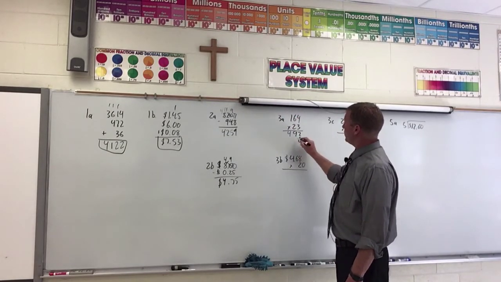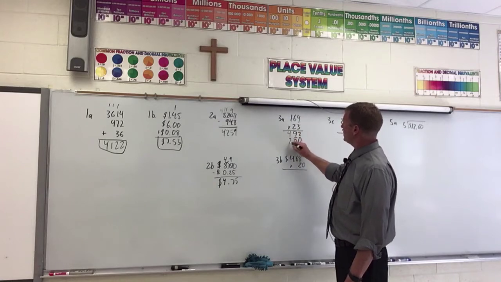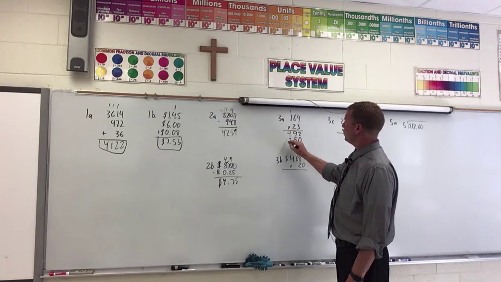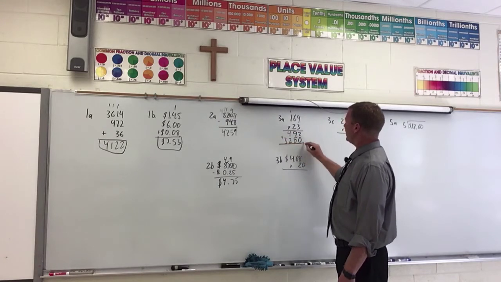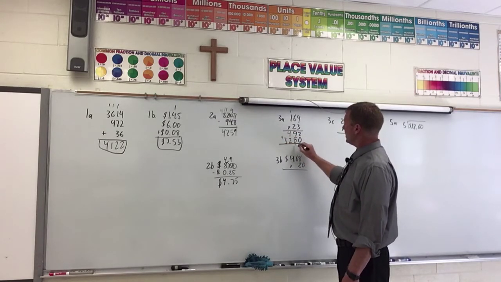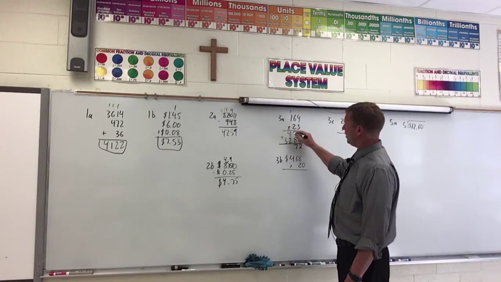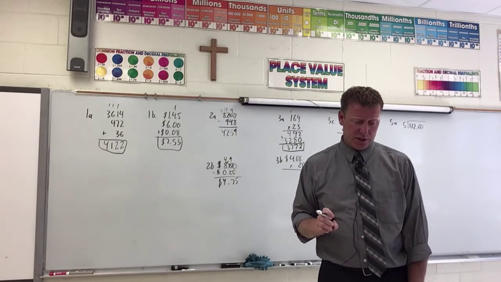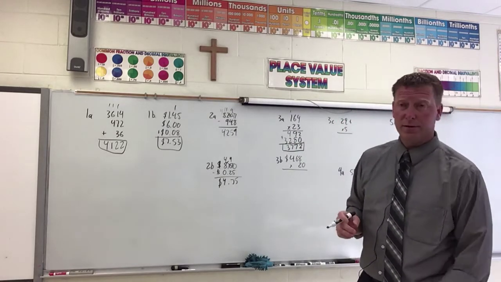2 times 4 is 8. 2 times 6 is 12. I carry that 1. 2 times 2 is 4, plus 1 is 5. Now I got to add that 2, carried it, 1, 5, 2, 7, and 3 is nothing, is 3,772. Check my work, feeling good.